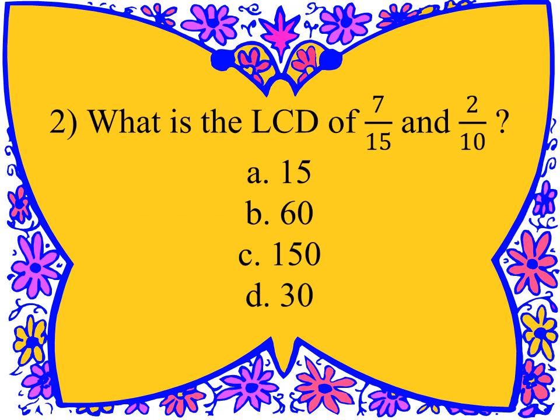Question 2. What is the least common denominator of 7 out of 15 and 2 out of 10? What are the denominators here? Excellent. 15 and 10. Okay, write the multiples for the denominators. For 15: 15, 30, 45. The multiples of 10: 10, 20, 30, 40. So the least common multiple is 30. Excellent. D is the correct answer.